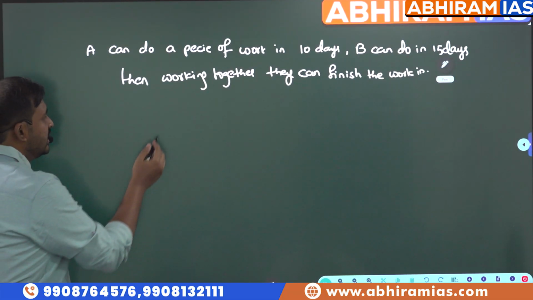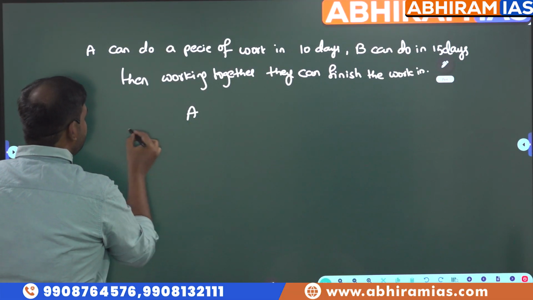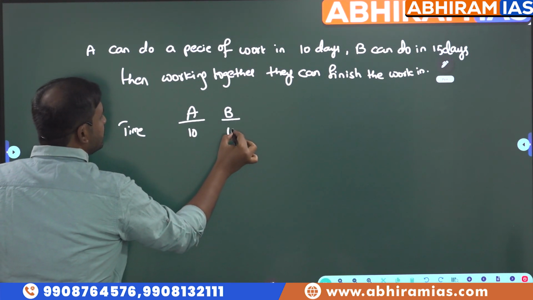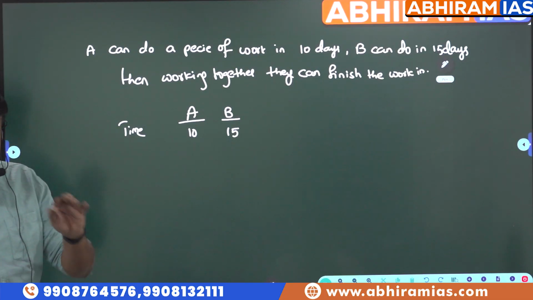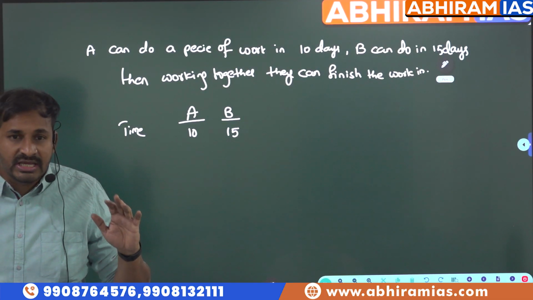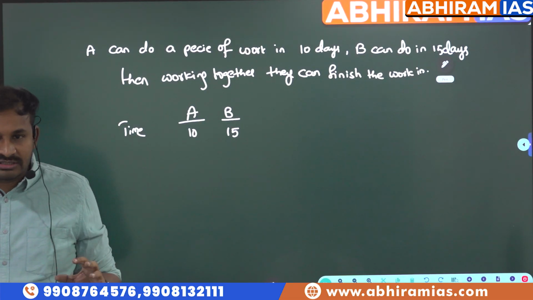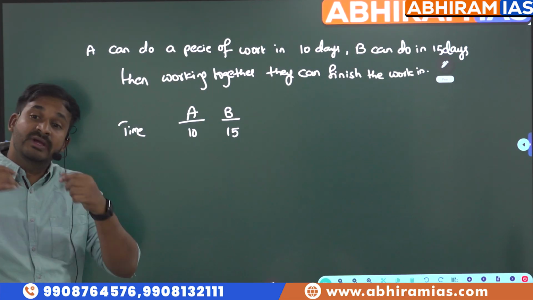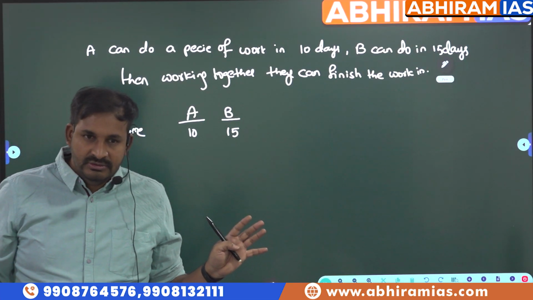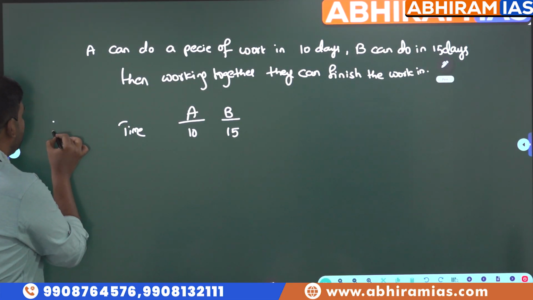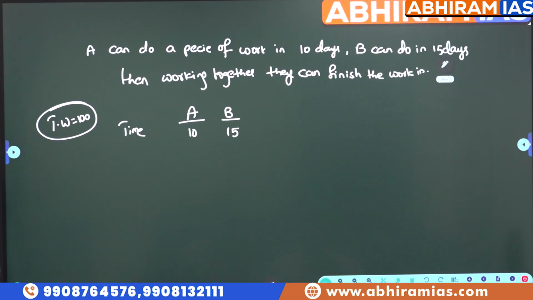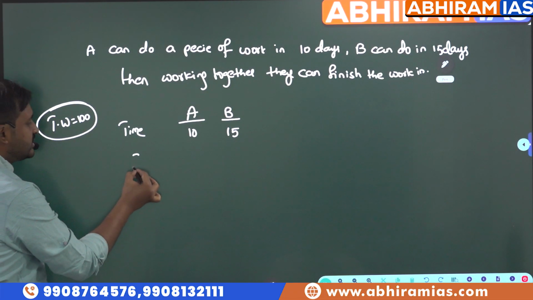Now see here students, A can do it in how many days? Time taken by A is 10 days. B can do it in 15 days. Now total work is a constant, right? Earlier also we discussed total work is a constant for us. So that means I can assume anything as total work. Assume that building 100 walls is total work, for time being. Assume total work as 100. Okay. Now tell me, what is the efficiency of A?